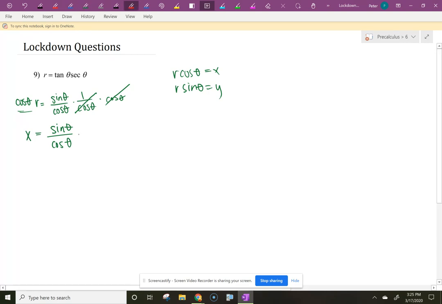But why not do something legal like multiply top and bottom by r? Right? That's totally legal in math. Multiplying top and bottom is multiplying by 1, doesn't change anything. So now I have r sine theta, which is y, and I have r cosine theta, which is x on the bottom. Now I can clean it up for anyone to see. So y equals x squared is what they're talking about. That's what this graph would look like.